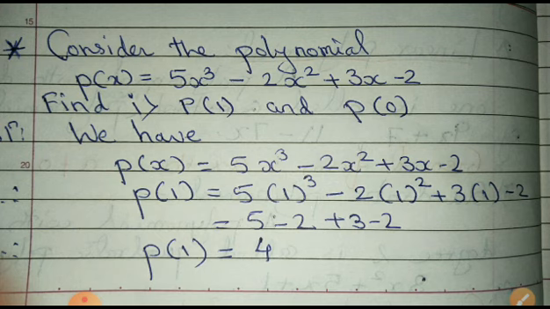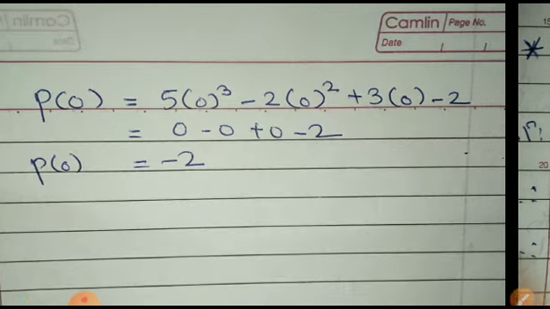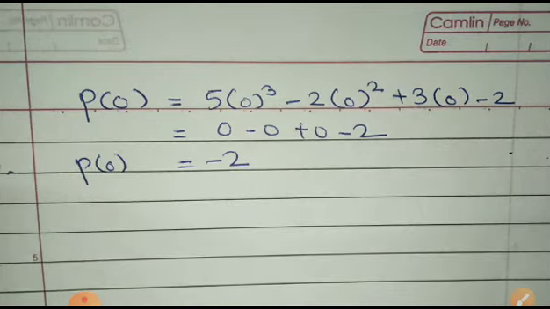Next, we need to find what is p of 0. In the same case, wherever there is x, substitute that value as 0. So I'll get 5 into 0 cube minus 2 into 0 square plus 3 into 0 minus 2. After simplifying, you'll get the value as p of 0 is equal to minus 2. Okay, that means your polynomial will be given and you may be asked to find the value at a particular x equal to.